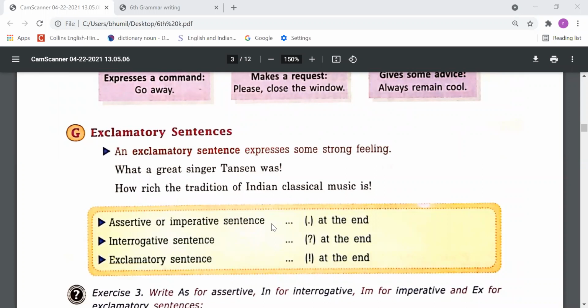Suppose you see the performance of Tansen and it was very good. With emotion, you say, "What a great singer Tansen was!" That is an exclamatory sentence. But if you make a statement, you can say, "Tansen was a great singer." That is an assertive sentence. But if you say, "What a great singer Tansen was," that is an exclamatory sentence. Why? Because in this you are emphasizing and putting your emotions, right? So these types of sentences are called exclamatory sentences.